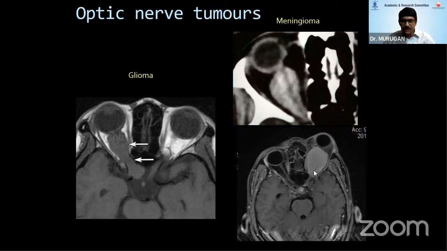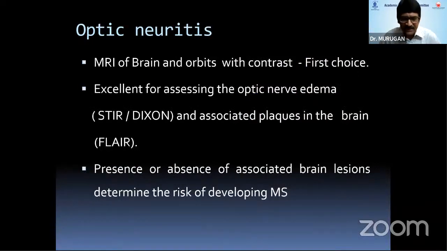It can beautifully show the nerve sheath tumor separate from the optic nerve. So MRI is good for characterization. Coming to optic neuritis, which is one of the commonest indications as far as neuro-ophthalmology, MRI brain with contrast is the first choice. And it's excellent, as I already said, STIR sequence and FLAIR sequence. So the importance is, more importantly, to assess the concurrent brain lesion, because that kind of decides the future probability of developing MS. And MRI is any day so far superior to CT scan for picking up small plaques.